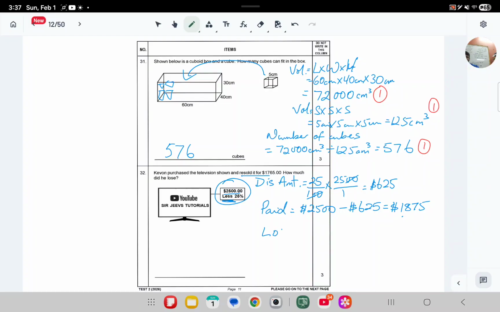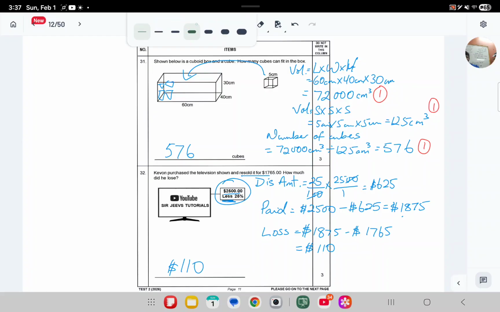So they wanted to calculate the amount that he lost, and that would be the cost price take away the selling price, which is the $1,875 take away the $1,765, and that will leave us with $110. So you made a loss of $110. Alright, so the marks awarded would be 1 mark for the discount, 1 mark for the price paid, and 1 mark for the amount that you lost.